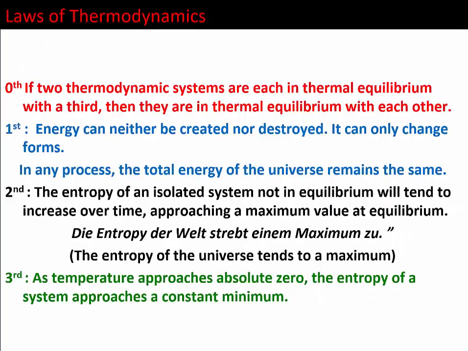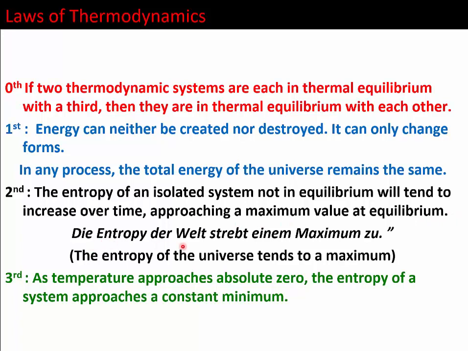So there are 3, sometimes 4, basic laws of thermodynamics. The 0th law says that if 2 thermodynamic systems are in thermal equilibrium with a third, then they are in thermal equilibrium with each other. The first law says that energy can neither be created nor destroyed. It can only change forms, so that in any process, the total energy of the universe remains the same. The second law of thermodynamics says that the entropy of an isolated system, not in equilibrium, will tend to increase over time, approaching a maximum value.